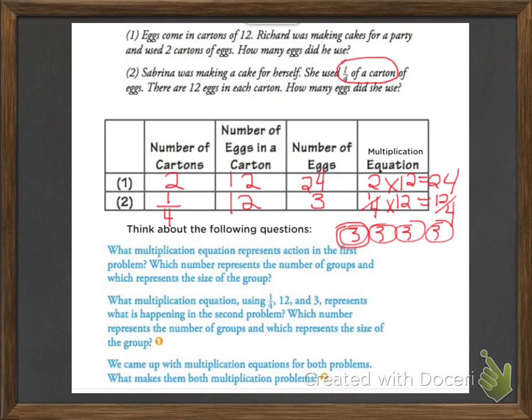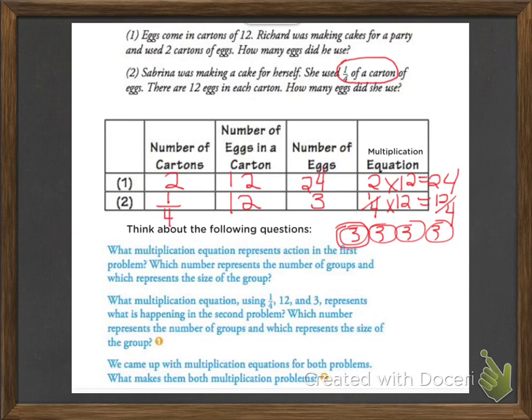Now take a look at the questions with your table partners. What multiplication equation represents the action in the first problem? Well, 2 times 12 is 24. Which number represents the number of groups? 2. 2 cartons. And which represents the size of the group? Inside of each carton there was 12.